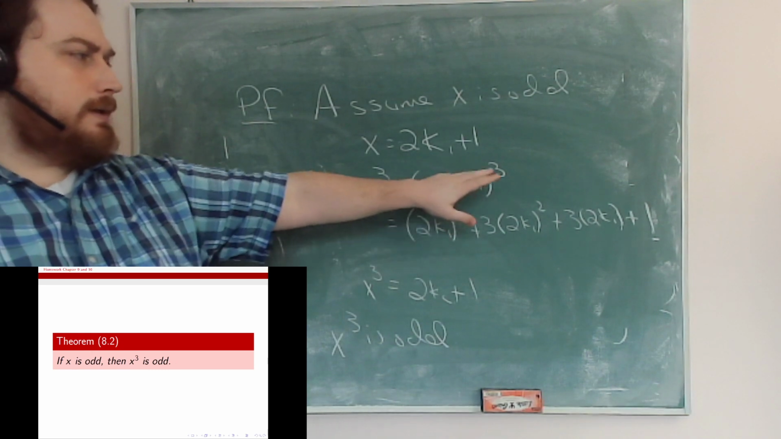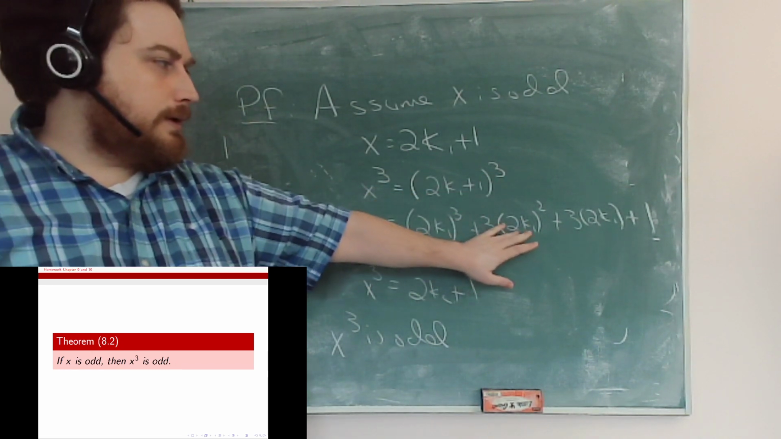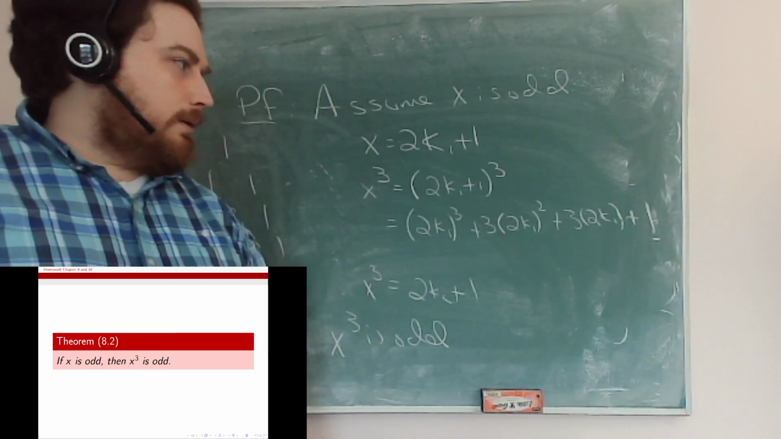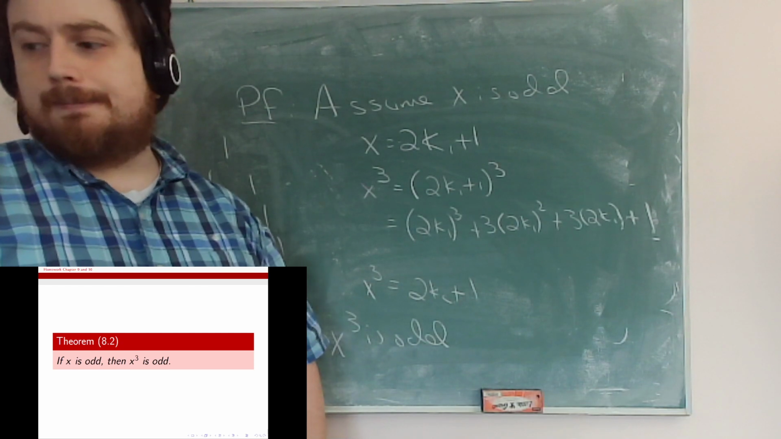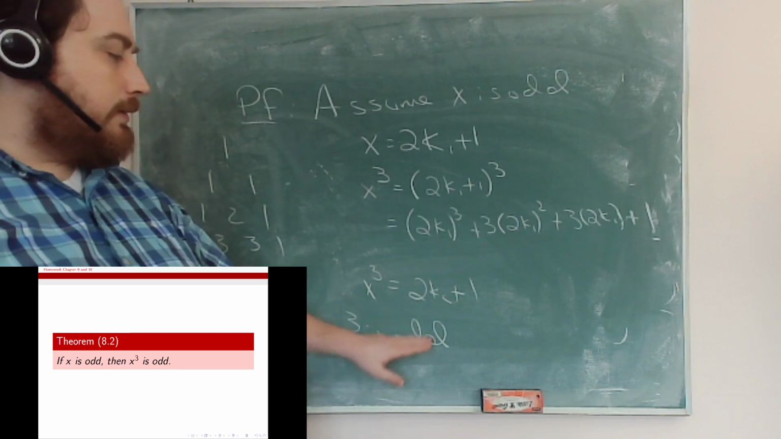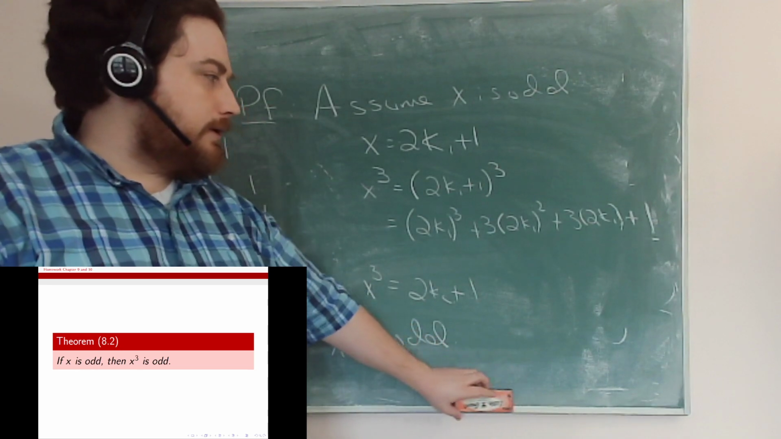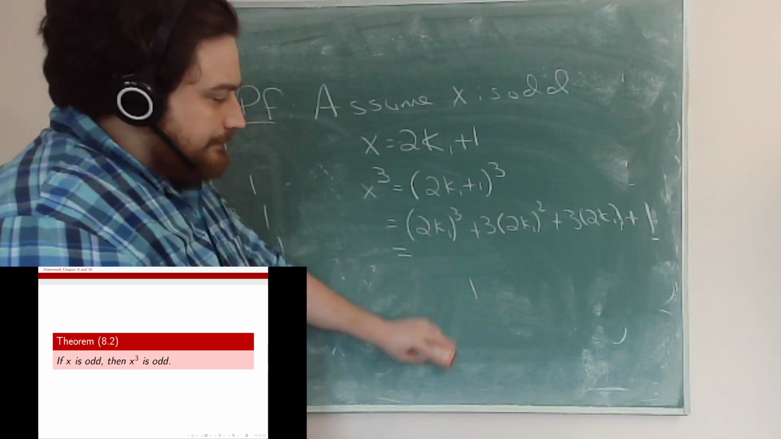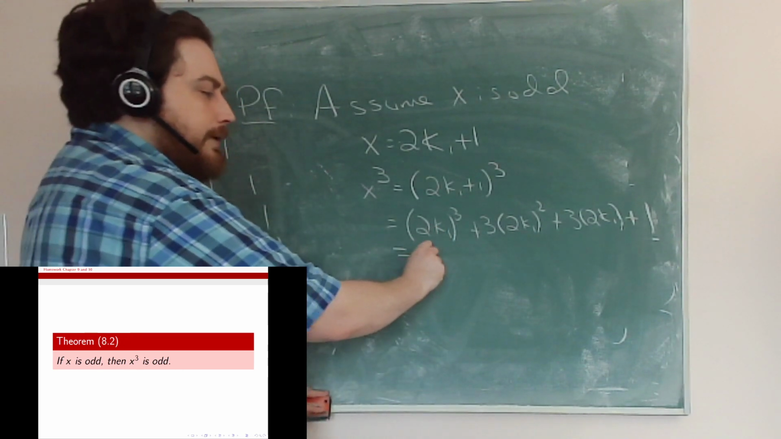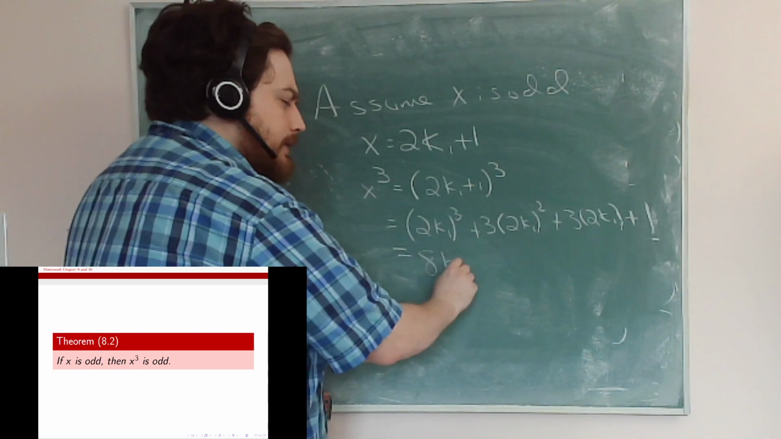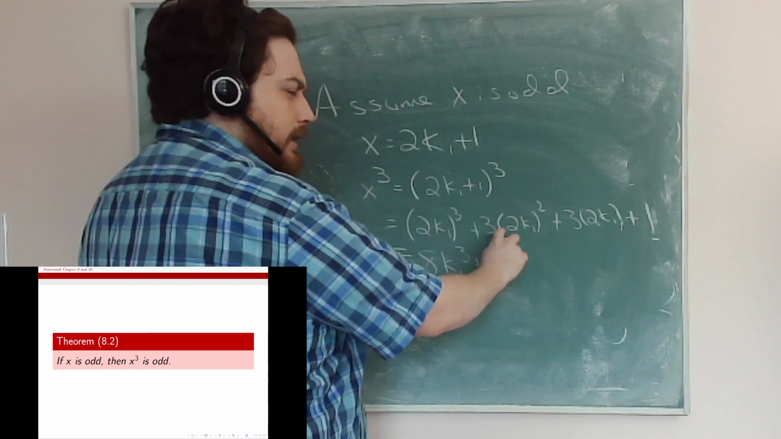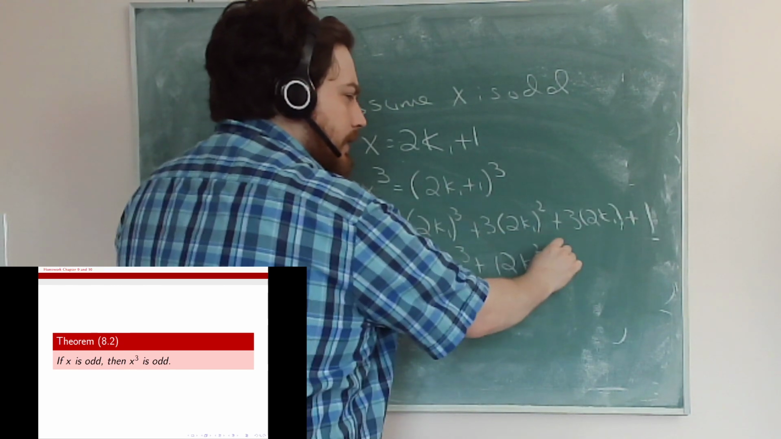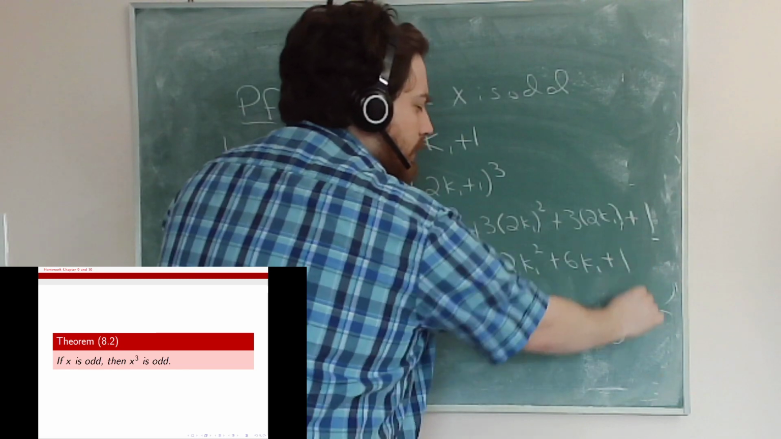This is my a, this is my b, so I get a cubed plus 3a squared b plus 3ab squared plus b cubed. So there we go. Now remember, the goal is to get it as 2 times some integer plus 1. So I'm going to have to simplify a little bit more. And if I cube this, I get 8 times k1 cubed plus 3 times 2 squared, which is 4, is 12k1 squared plus 6k1 plus 1.